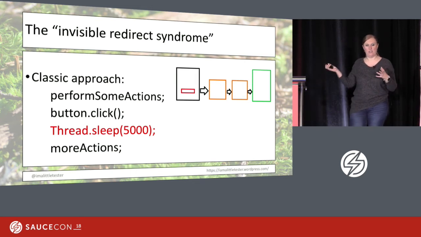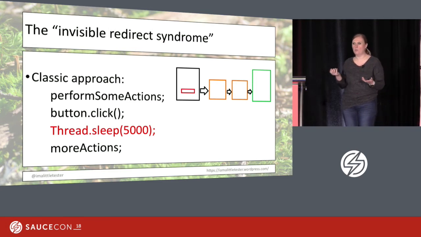So what would a test for this look like? The classic version of the test would be something like perform some actions, write the information in the form, click on the button, sleep, and then check for something, do more actions. This might work actually. So sometimes this might work. If the redirect is fast enough, you will get to the final page right in time, and you can check for the message on that page. But what if you want to use the wait?